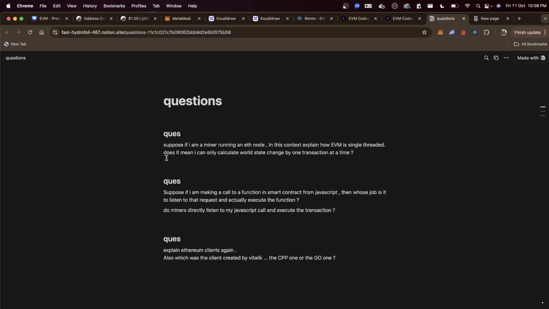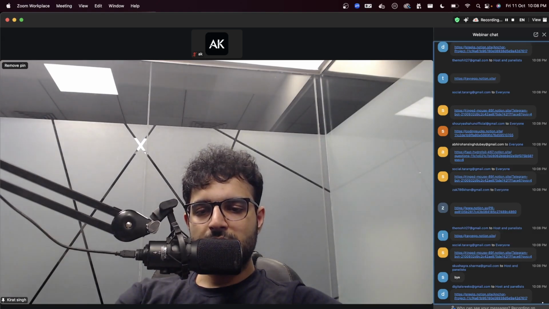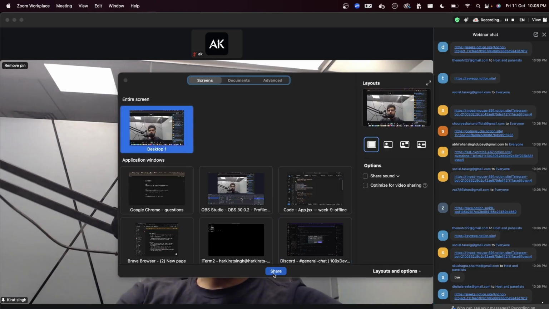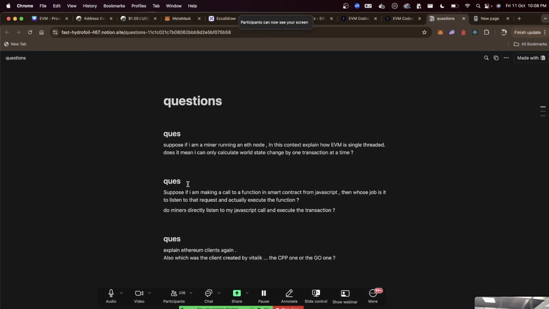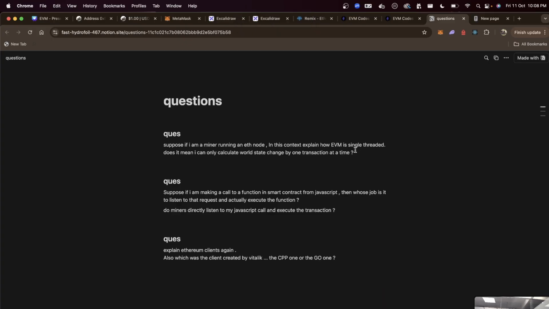Yeah, it means it will only calculate one transaction at a second. Doesn't mean it can't use multiple cores. Maybe it does some. There are a bunch of things that are happening. There's a mempool you're pulling transactions from. They might happen on different cores, but what do I mean when I say single threaded? I mean one transaction gets processed at a time. Yes, you will only recalculate the world state by one transaction at a time. That is why people say Ethereum is so slow.